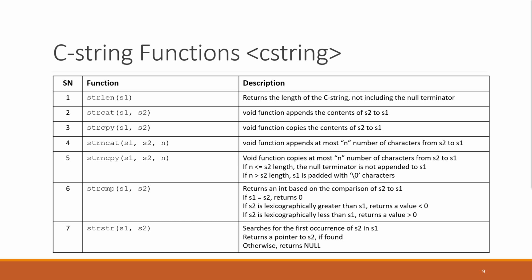5. strncpy(s1, s2, n), a void function, copies at most n characters from s2 to s1. If n is less than or equal to s2 length, the null terminator is not appended to s1. If n is greater than s2 length, s1 is padded with \0 characters. 6. strcmp(s1, s2) returns an int based on the comparison of s2 to s1. If s1 equals s2, returns 0. If s2 is lexicographically greater than s1, returns a value less than 0. If s2 is lexicographically less than s1, returns a value greater than 0.